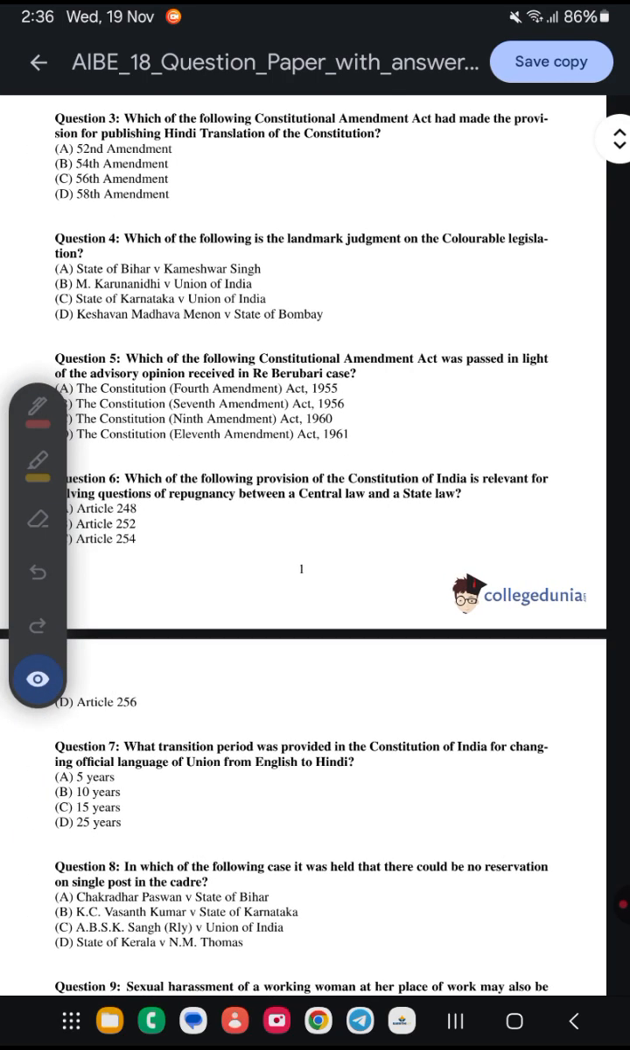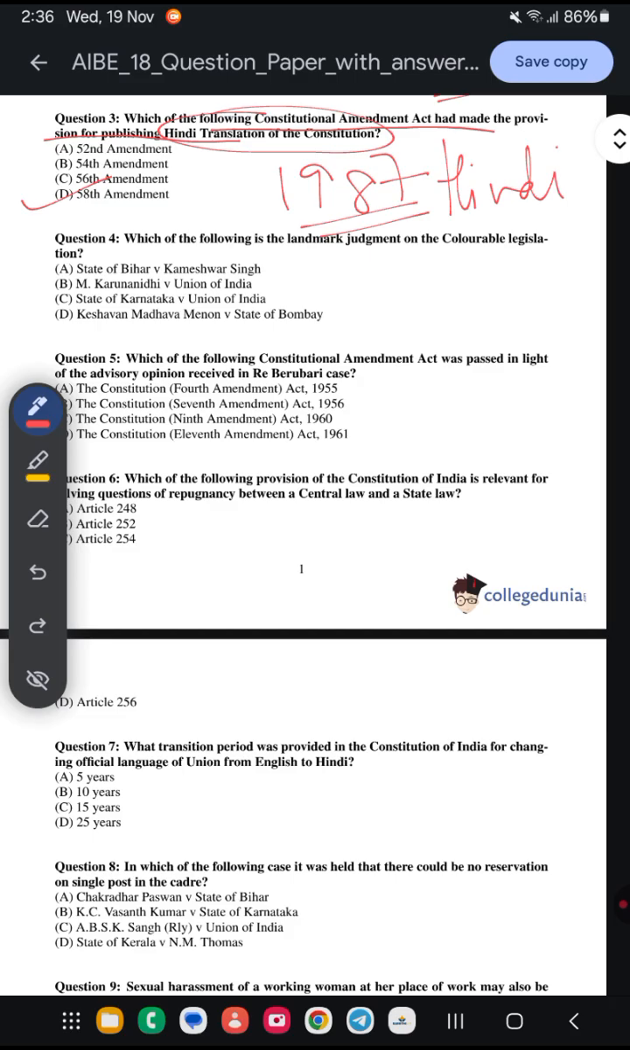Similarly, question number 3. Which of the following constitutional amendment acts had made the provision for publishing the Hindi translation of the constitution? So the correct answer for this is the 58th amendment. So this was made in the year 1987. So this made provision for an authoritative text of the constitution in Hindi language.